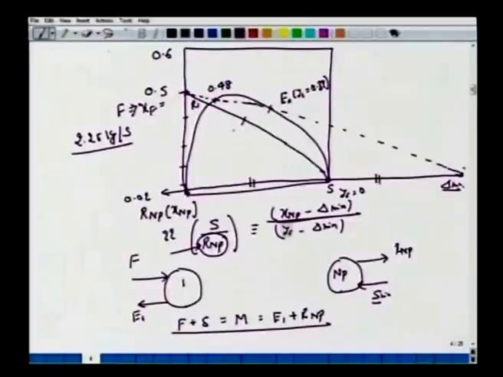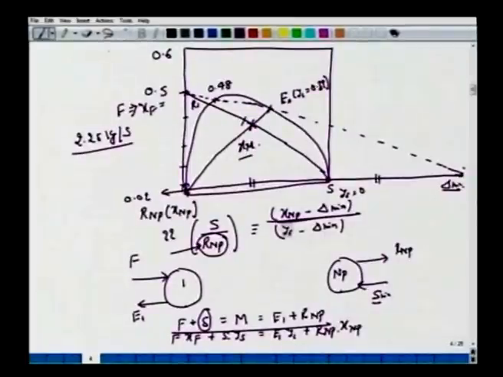How do we find out XM here? Because the amount of solvent S is also not known to us. But remember, this is a tie line which goes through E1. If you connect this E1 with this, you will get this point as XM. In other words, we are writing the mixing rule here: F XF plus S into YS, of course YS is 0 here, equals E1 into Y1 plus RNP into XNP.